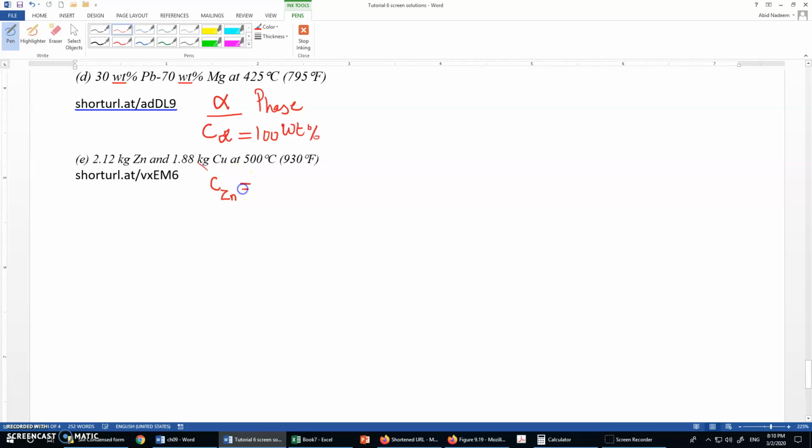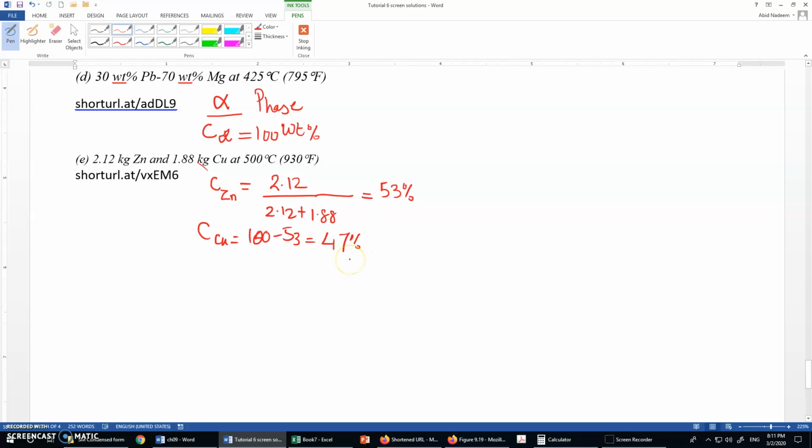the composition of zinc is 2.12 kilograms of zinc divided by 2.12 plus 1.88. So we can find the composition from here. It is 53%. So that means the composition of copper will be 100 minus 53, which means 47%.